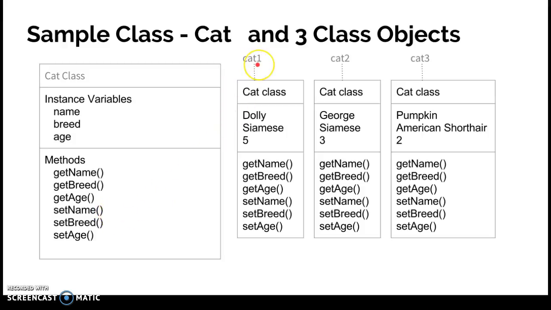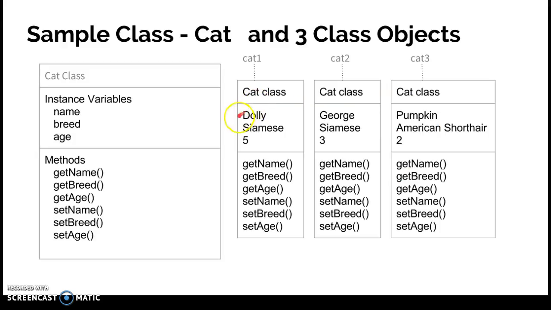Okay, so cat1 is built, and it's got as the name Dolly, the breed is Siamese, and the age is 5. And these 6 methods are all the same. The second cat object is called cat2, named George, Siamese, and 3 years old. Same methods apply for this object. And the third I made was cat3. Pumpkin is the name of the cat, American Shorthair, and 2 years old.